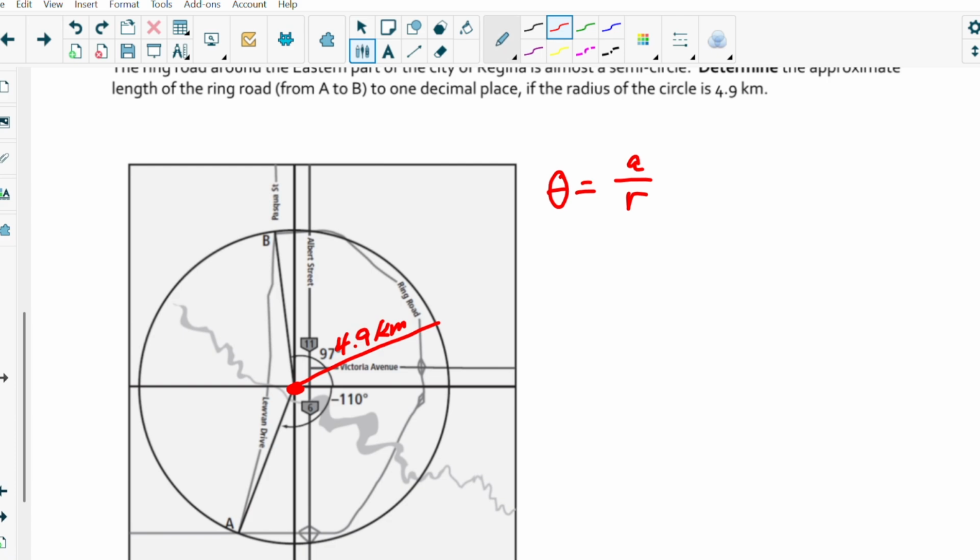Okay, on the eastern part. So this is the ring road. Ring roads are awesome, aren't they? Okay, the eastern part of the ring road. So I'm talking this part right here, roughly. Okay, it's roughly a semicircle. What is the length of the road? So we're looking for arc length.